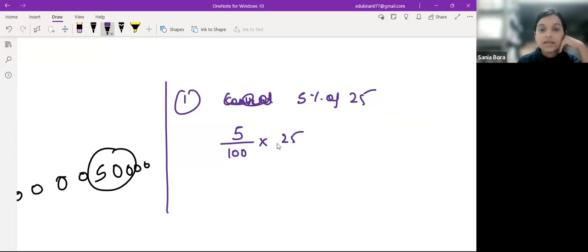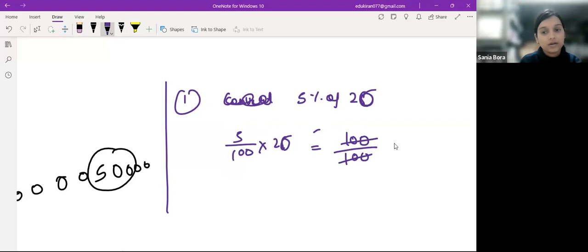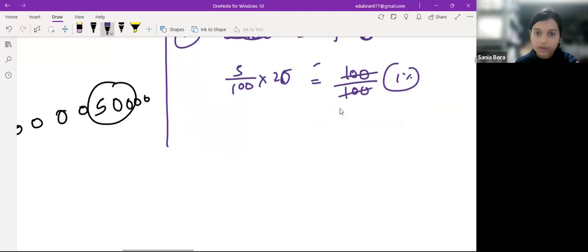So how can you do it? You can do it like this. Whenever these types of questions come, 5 by 100 multiplied by 25, you can multiply, for example, by 20 and it becomes 100 by 100, which is 1%. So you already know 5% of anything you can find out, right?